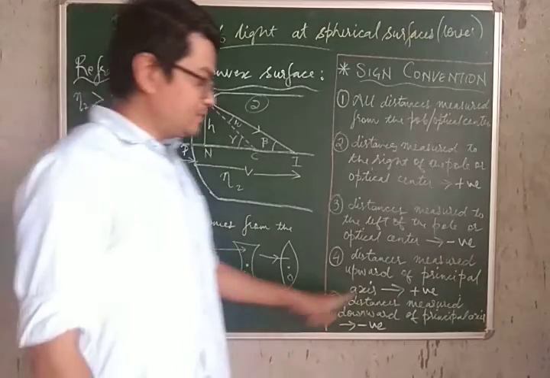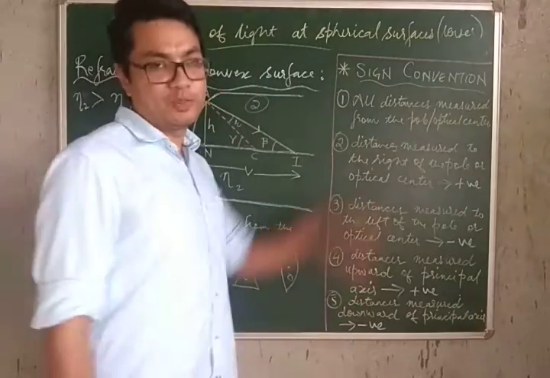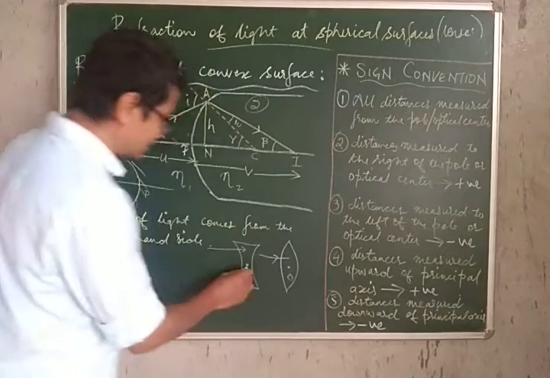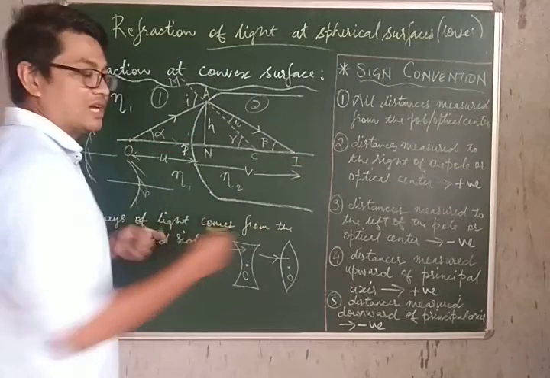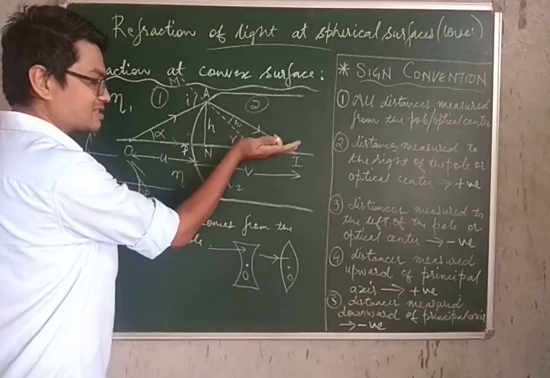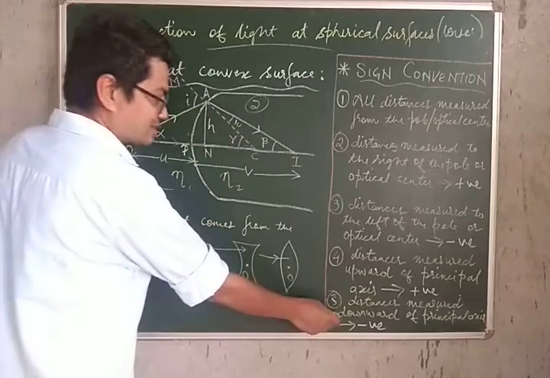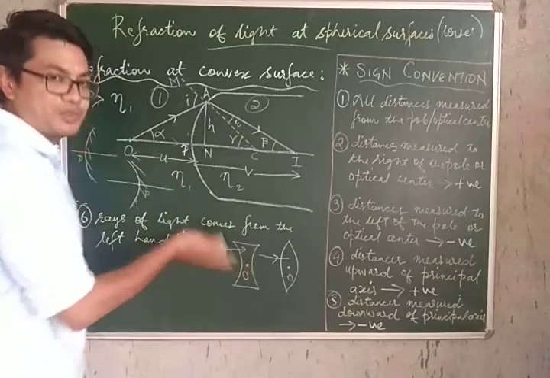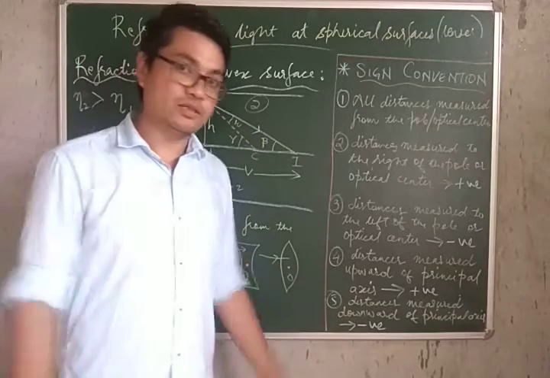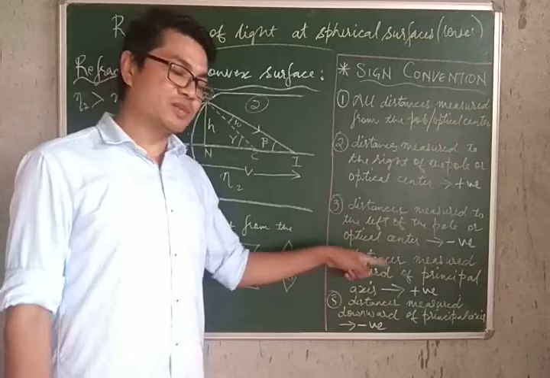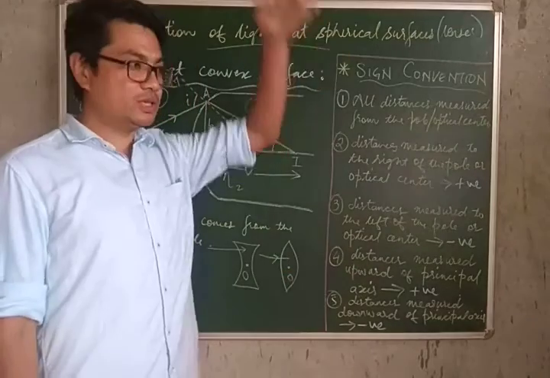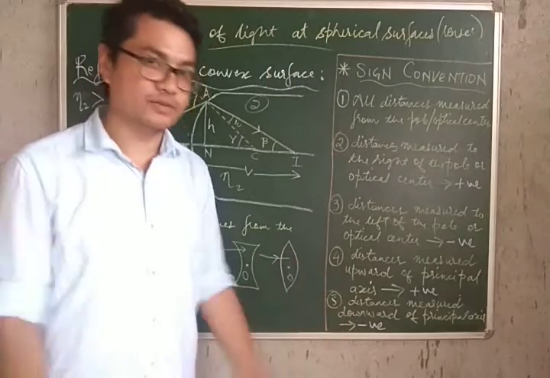Then distance is measured upward of the principal axis. In case of lenses also, in case of spherical surfaces also, we will have a principal axis. Distance measured upward of the principal axis is taken to be positive. Distance measured downward of the principal axis is taken to be negative. So upward of the principal axis, positive; downward of the principal axis, negative.